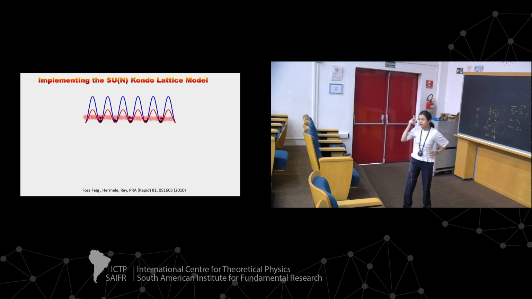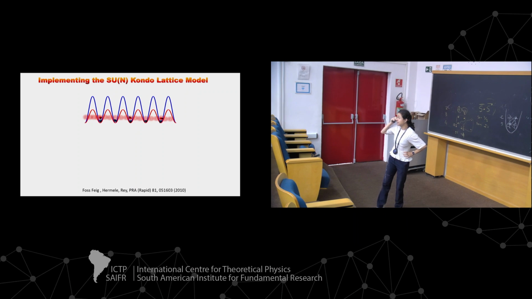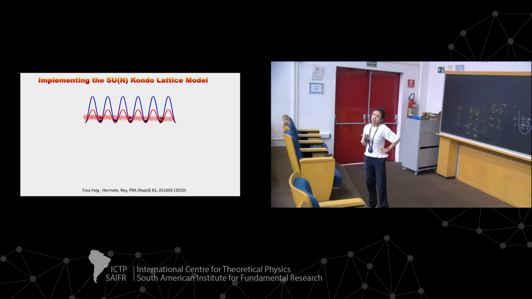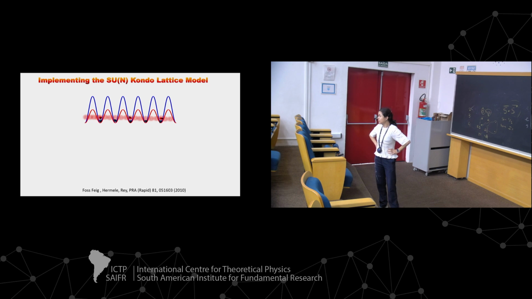So the implementation in alkaline atoms started to be done in Emmanuel Bloch's group, but it was a little bit stopped because, remember, I told you about the orbital Feshbach resonance in the system.